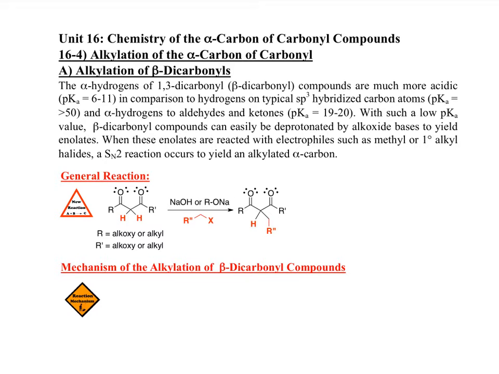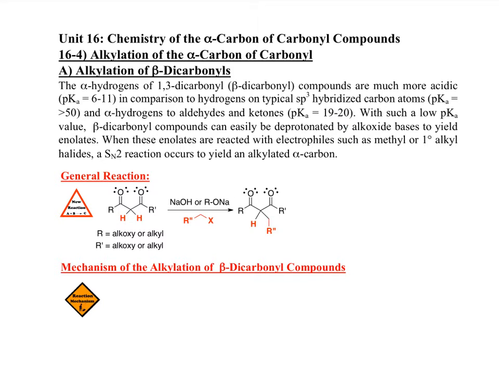alpha carbon. And we're going to start with looking at 1,3-dicarbonyl compounds or beta-dicarbonyl compounds. The reason that we're going to start here is that these hydrogens, the alpha hydrogens, are much more acidic than the alpha hydrogens next to a ketone or aldehyde. The pKa of these hydrogens is on the order of 6 to 11 in comparison to 19 to 20 for the alpha hydrogens of aldehydes and ketones.